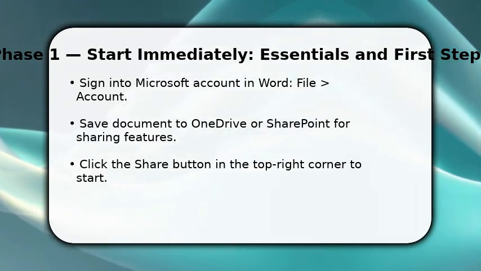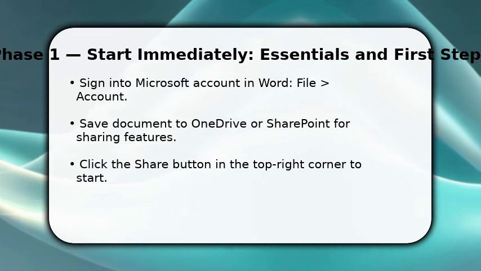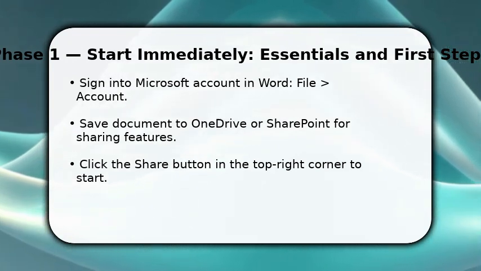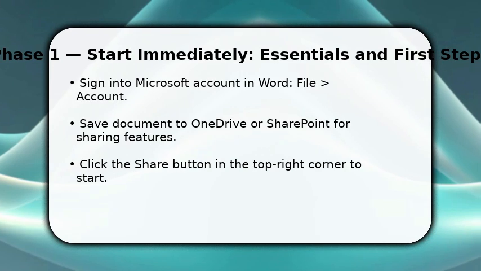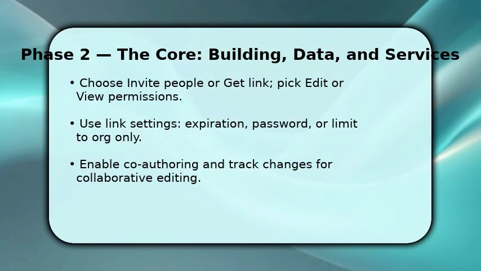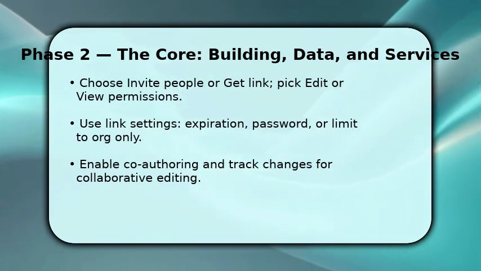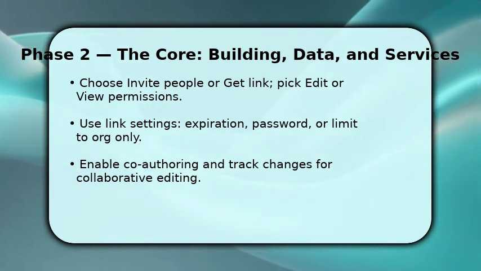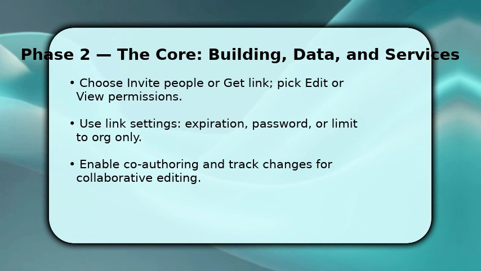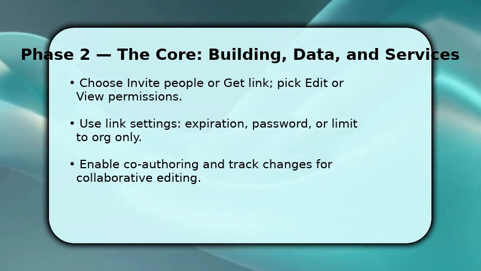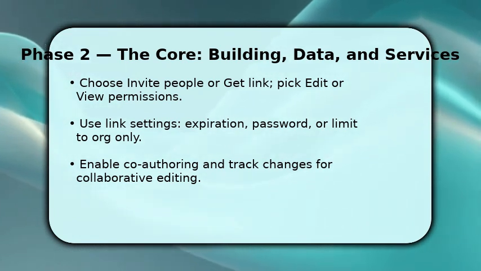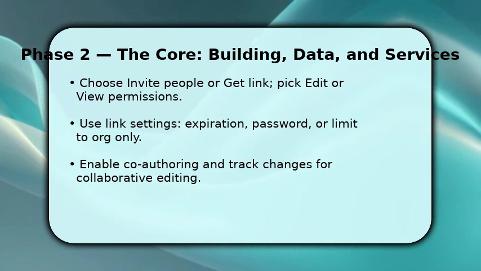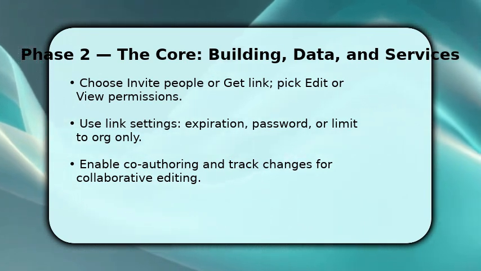Start with one collaborator to confirm settings, because cloud-saved files enable automatic syncing and co-authoring as soon as you invite them. Once you click Share, you must decide permissions and link type. Choose Invite people to email directly or get link for wider distribution. Make sure to set Edit versus View according to intent and use link settings to add expiration dates, passwords, or restrict access to your organization only.